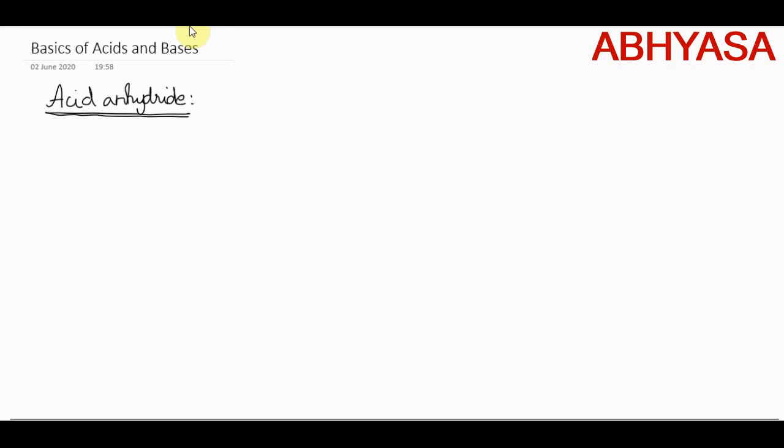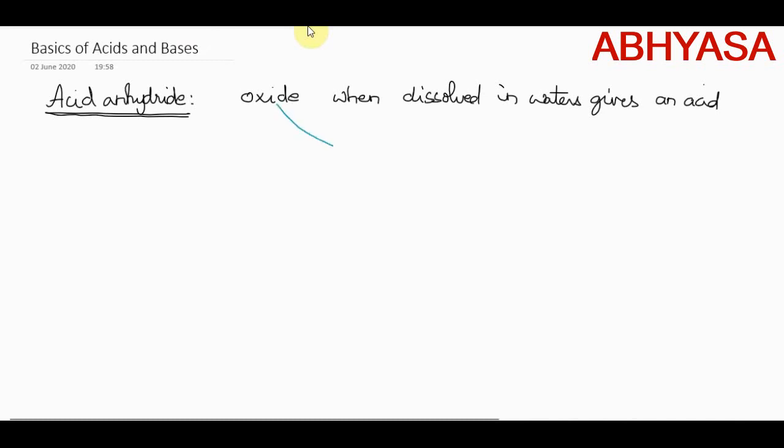Here, this is an oxide. This is the oxide which when dissolved in water gives rise to an acid. So this oxide becomes the anhydride of this particular acid. The oxide which when dissolved in water gives a particular acid, that oxide is called as anhydride of acid.